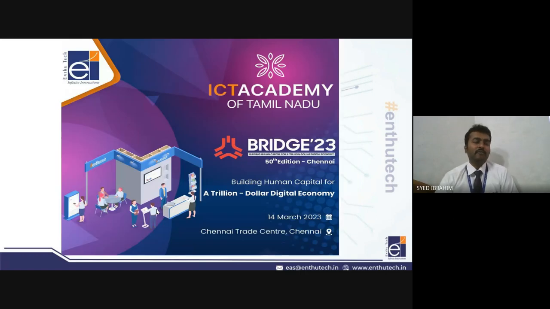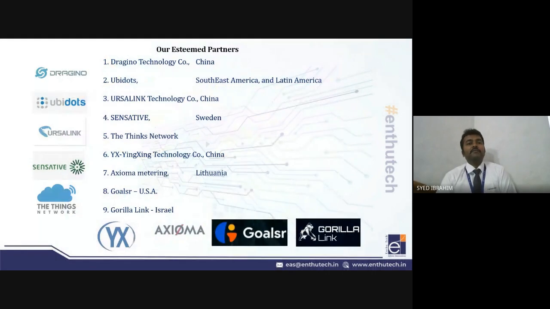And this is a very big acknowledgement from ICT Academy of Tamil Nadu, which is really highly useful for connecting industry and the educational institutions. So ICT is playing a major role, and we are one of the proud partners of the ICT Academy team. And these are all esteemed partners, you can see, from China, Sweden, and Lithuania. Especially recently, we have signed up an MOU with GoLSR, United States of America, and Gorilla Link Israel.